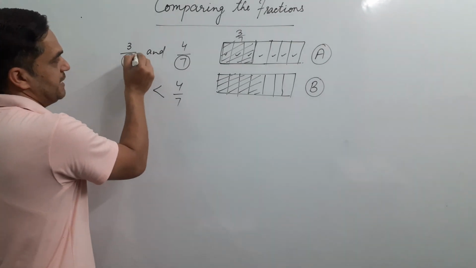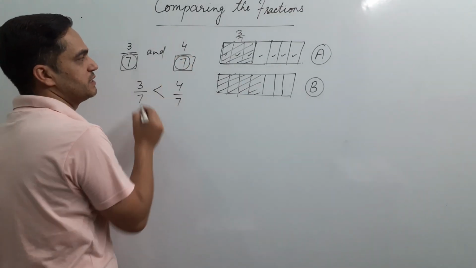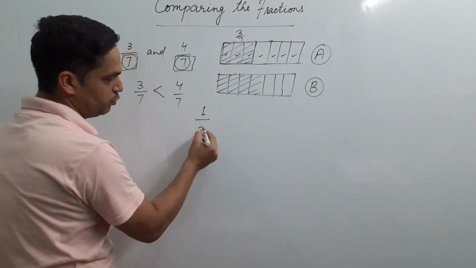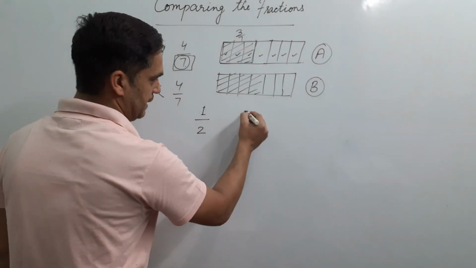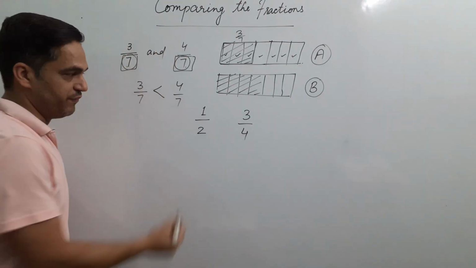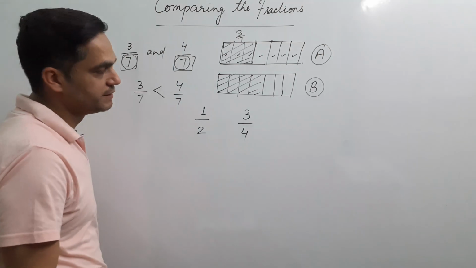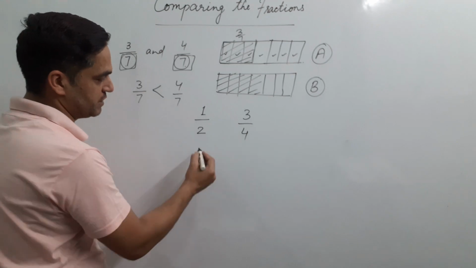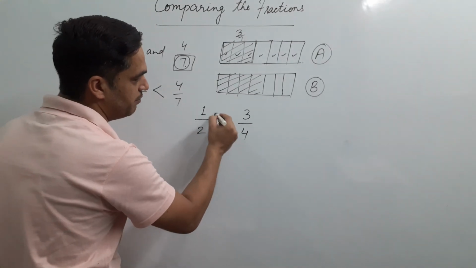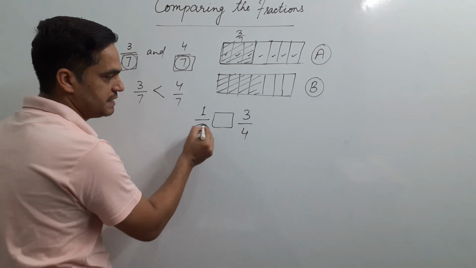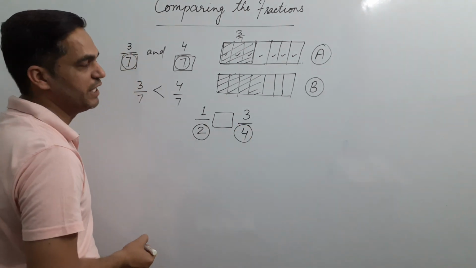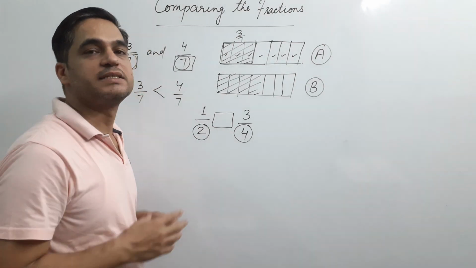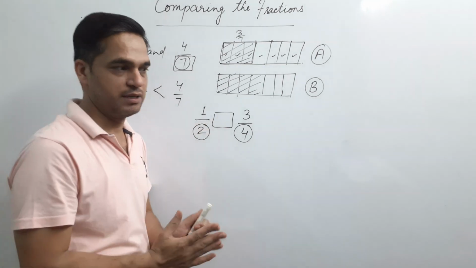So children, it is very easy to compare the fractions if their denominators are same. But if you are given two fractions like 1 by 2 and 3 by 4 with different denominators, can you compare which one is greater? It is very easy to compare these, but there are many more fractions which cannot be easily compared until or unless they have the same denominator. So children, we need to have the denominator same to compare the fractions.